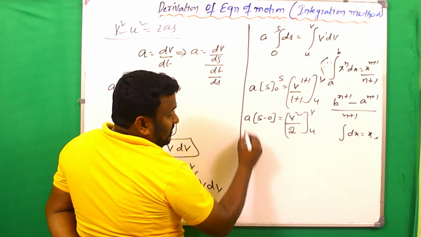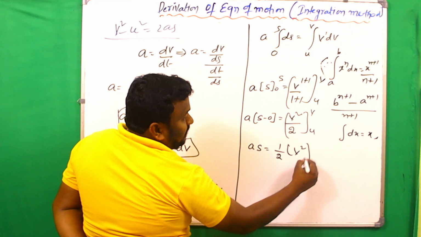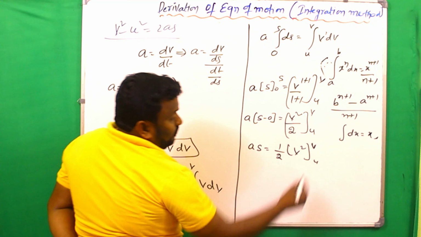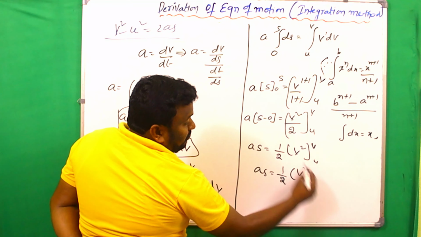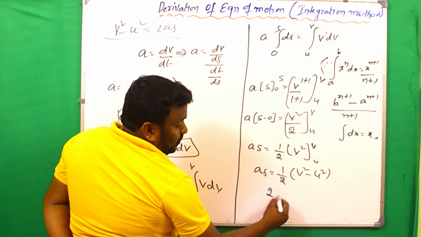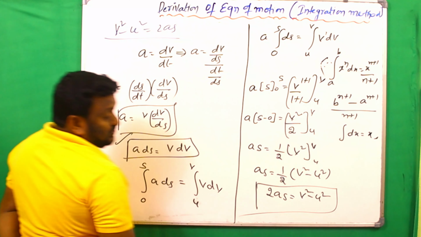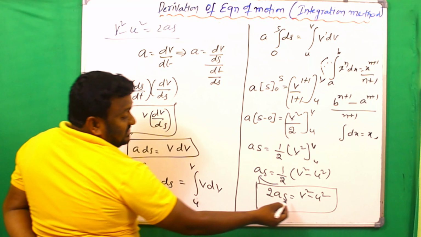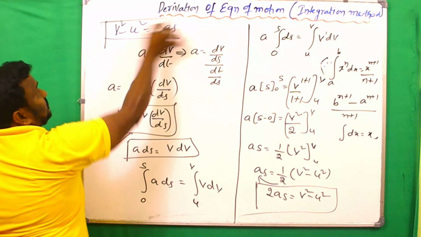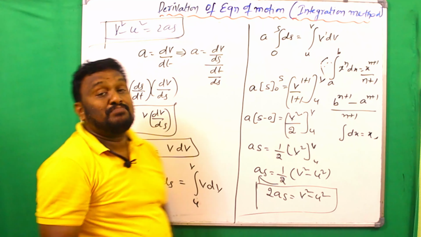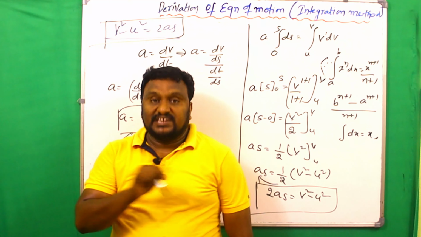So I am going to write a into s is equal to half into v square, with limits v minus u. First we substitute the upper limit, a s is equal to half into v square minus the lower limit u square. Then 2as is equal to v square minus u square. So you can bring it to this side: 2as is equal to v square minus u square. In this way we can derive the third equation, v square minus u square is equal to 2as, by the integration method. Now let's see an example problem on the same topic.